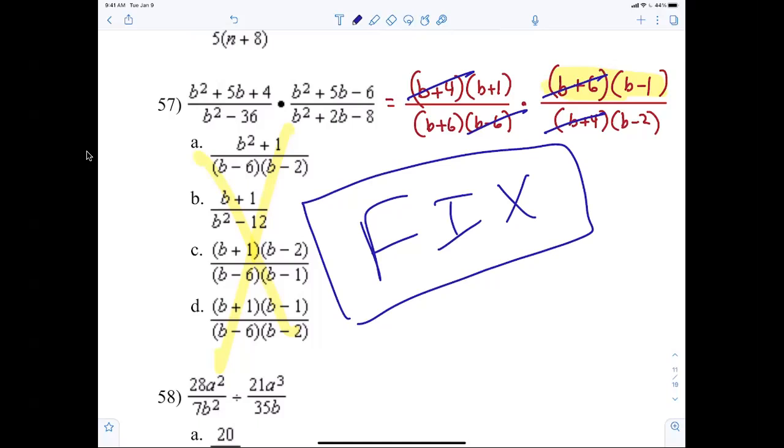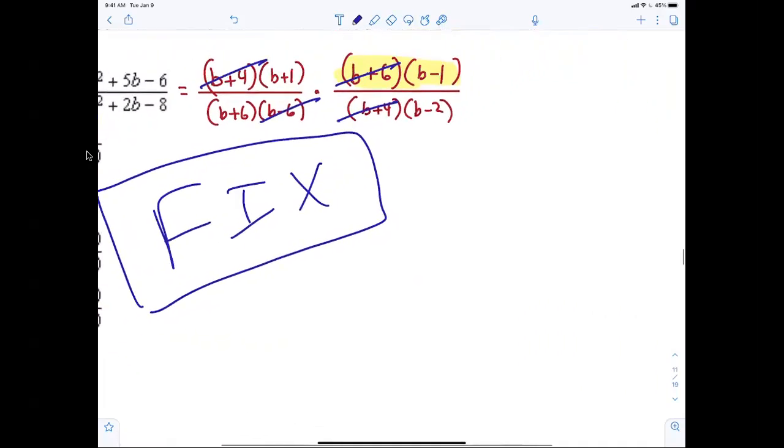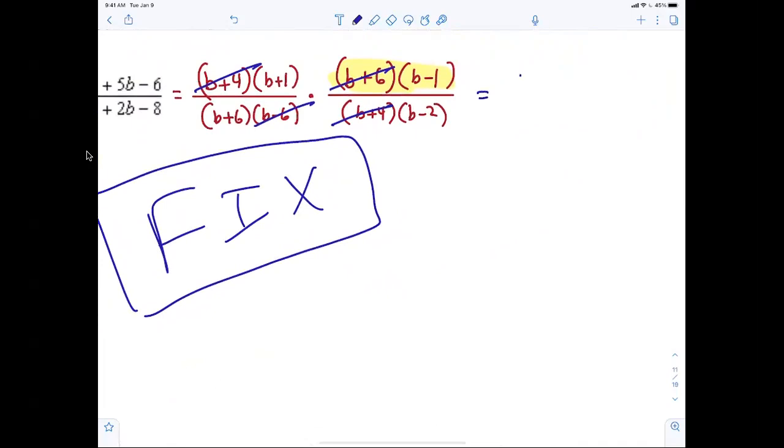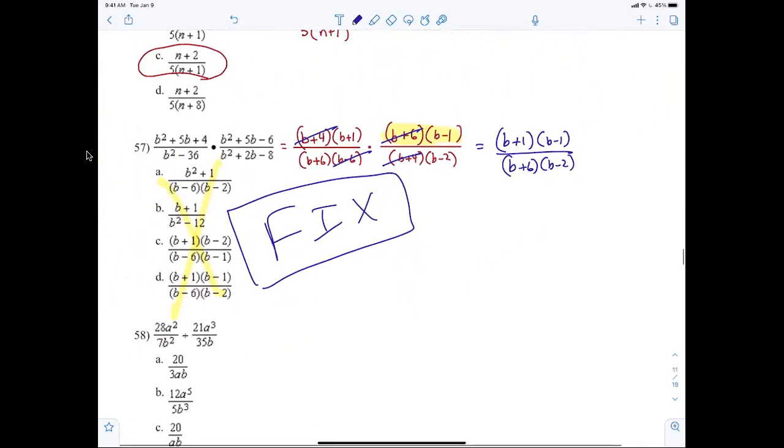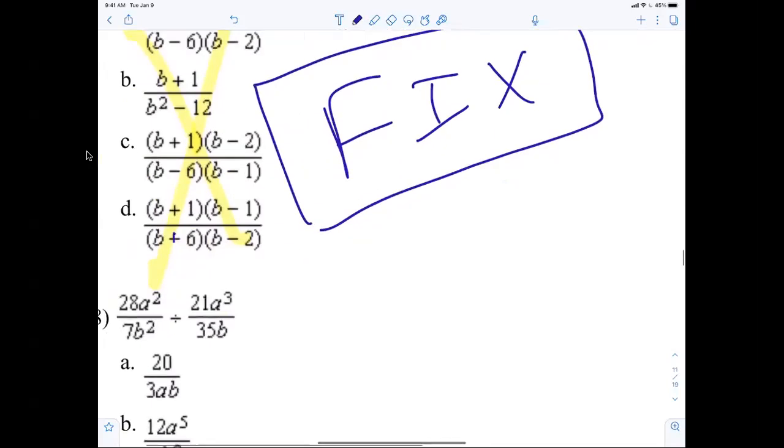Does anybody have any concerns about that? So let me just write the final answer. b plus 1 times b minus 1 over b plus 6, b minus 2. And I'm sorry, none of that matched up. So the closest thing would be D, and then this would have to be a positive.